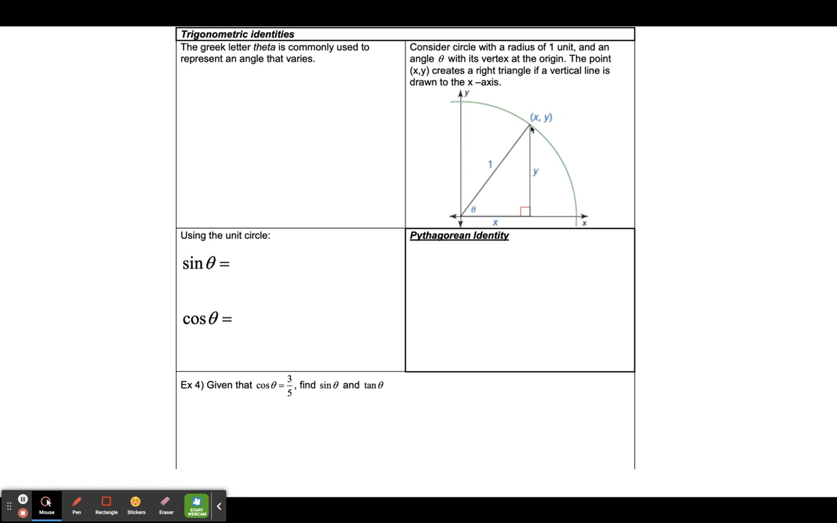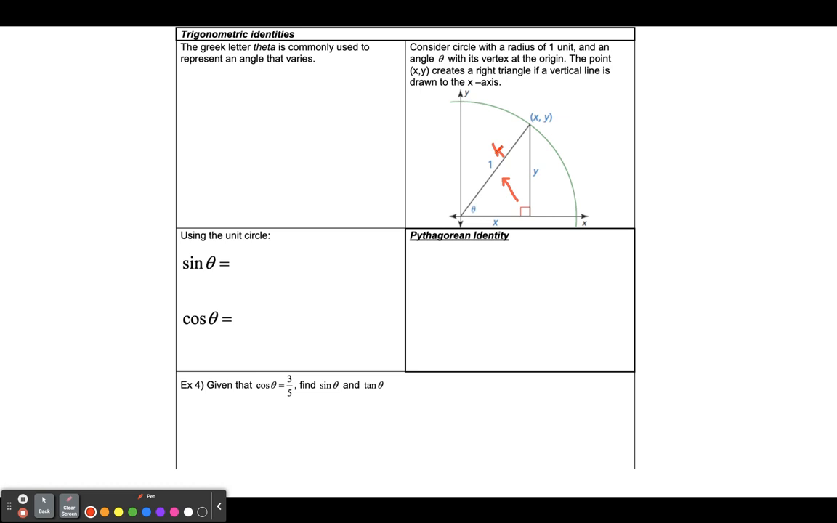So here we're showing this point x, y on the circle, knowing that the radius of the circle is 1, which tells us, of course, that the hypotenuse for this right triangle is 1. Because remember, we've talked about it a lot at this point: the right angle always points to the hypotenuse.